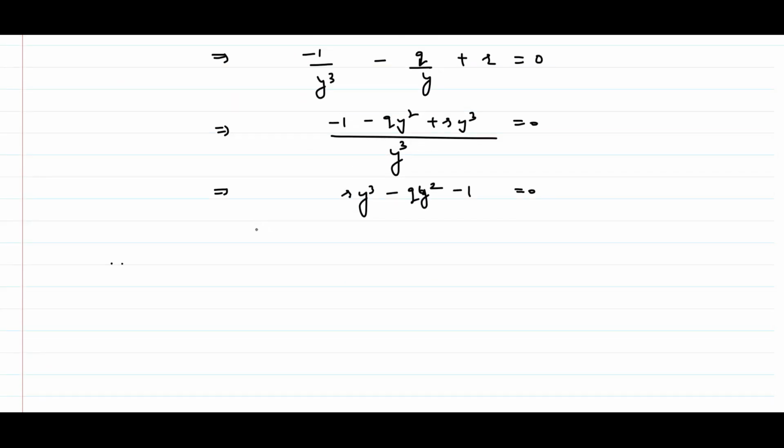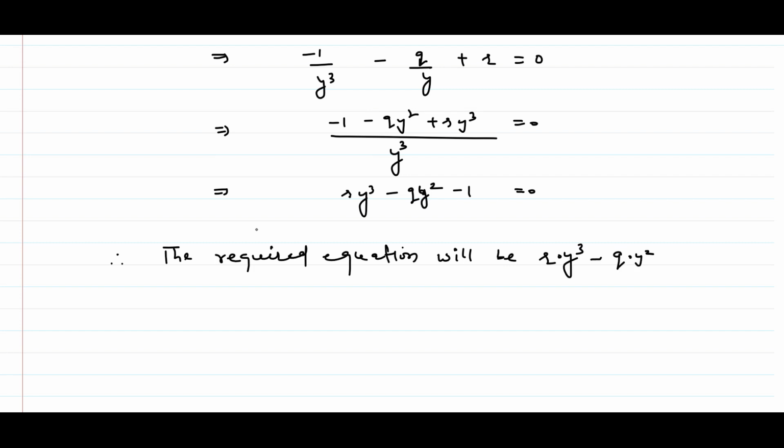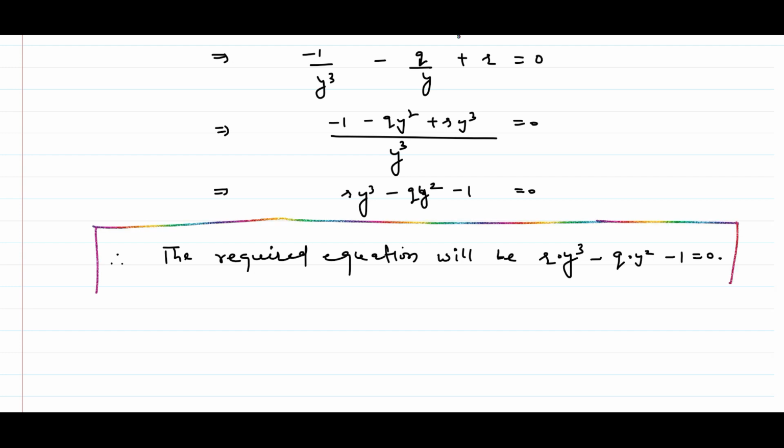So therefore the required equation will be r times y to the power 3 negative q times y square negative 1 is equal to 0. And this is our required final answer.